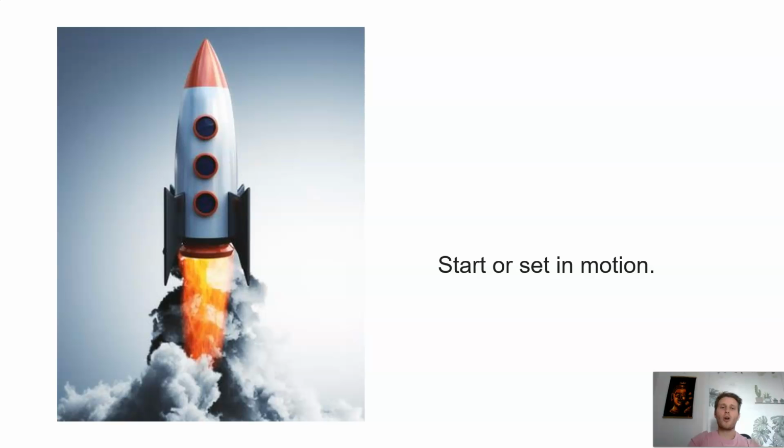You can see the rocket is going straight up, start, or to set in motion. So we can say this is launch. To launch something is like a rocket. When we launch it, it goes straight up. But launch means to start something or to put something into motion.